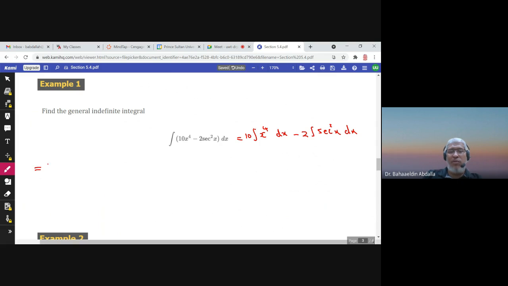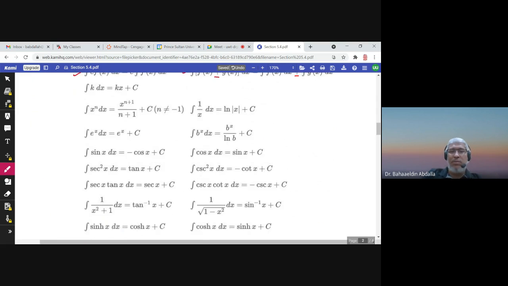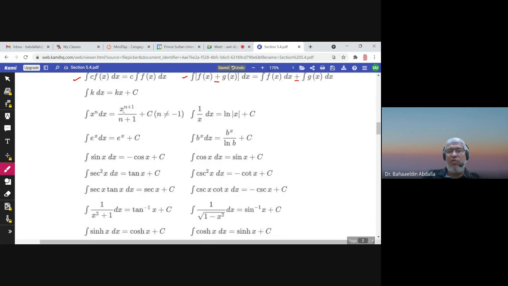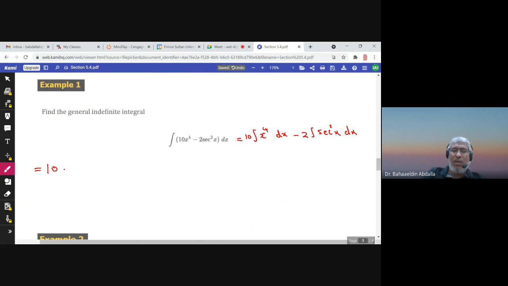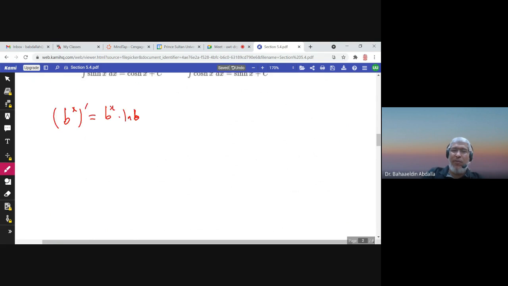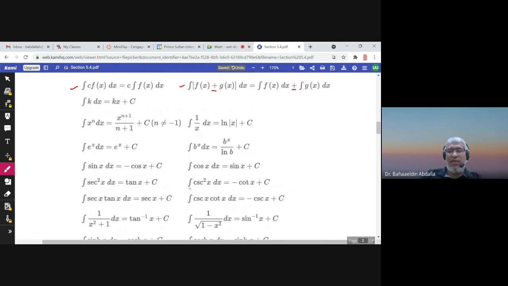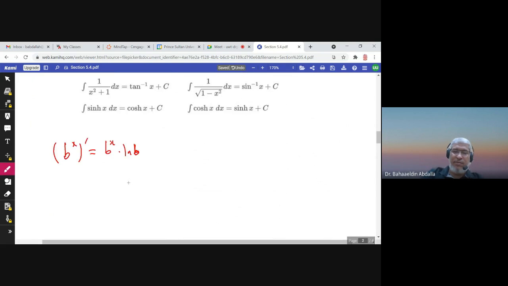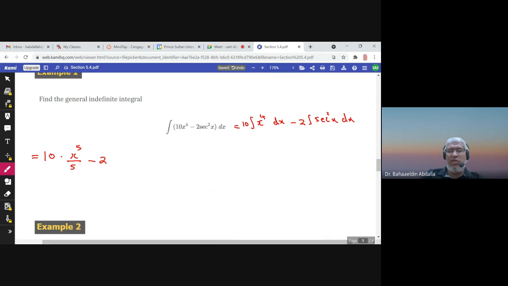And now I use the formulas. What is the integral of x to the power 4? According to this formula, it would be x to the power 4 plus 1 over 4 plus 1. So it is x to the power 5 over 5, minus 2 times. What would be the integral of secant square? According to this formula, the integral of secant square is tan x.